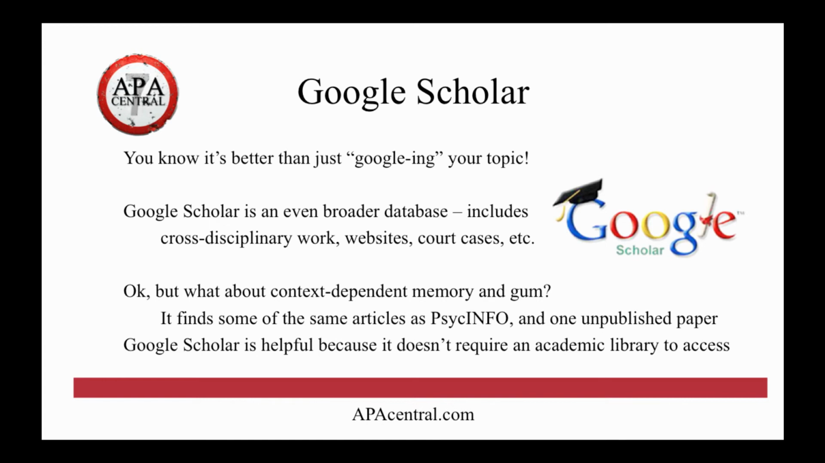Well, it found some of the same articles as PsycINFO and one unpublished paper, but it might be unpublished for a good reason. Now, I think that Google Scholar is helpful because it doesn't require an academic library in order to access it. So anybody can access it from anywhere in the world.